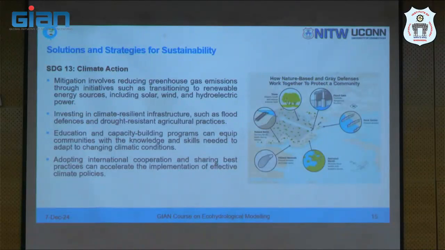On climate action, this is such a big and complex problem, but we need to think about all three components: mitigation, adaptation, and resilience, right? Mitigation in terms of what can we do to reduce the emissions. And then what can we do to invest in climate resilient infrastructure such as flood defenses and drought resistant agricultural practices. Doing research on what are some of the crops that are tolerant to heat and moisture stress, as well as nutrient stress, and promoting those practices.